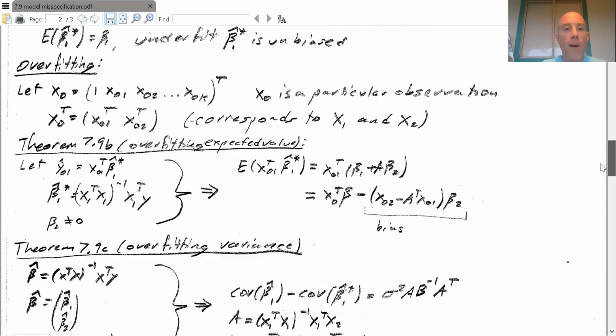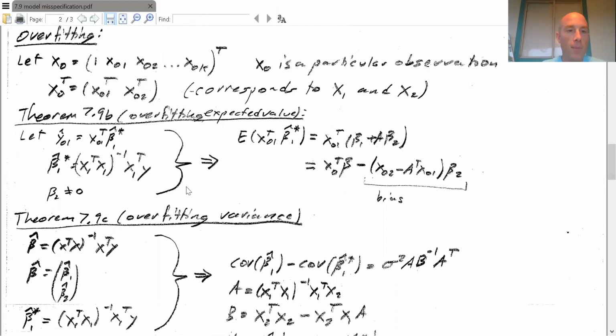All right, so if I overfit, so if y hat is equal to 0, 1, and you notice that this is the incorrect coefficient, so this is after I overfit.